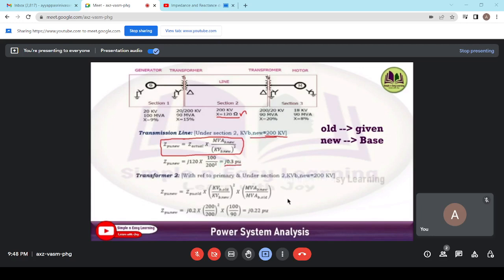Now we move on to the next one, transformer T2. Under section 2 itself, the high voltage side of transformer T2 is connected, that is the 200 kV side. So you can consider this 200 kV to find the Z per unit new for the transformer. Z per unit new equals Z per unit old, the given value 20%, J0.2, then kVb old, given as 200 here, divided by the new value, also 200 under section 2, into the base value 100 divided by 90 MVA, which is given for transformer T2. You will get J0.22 per unit.